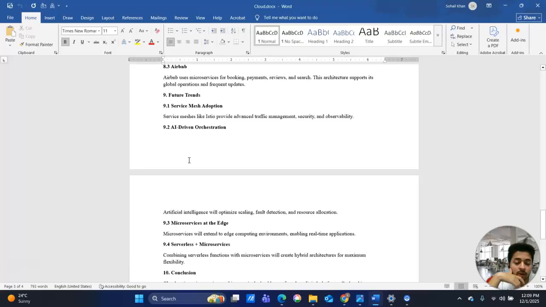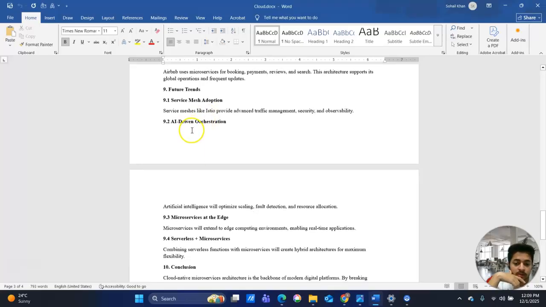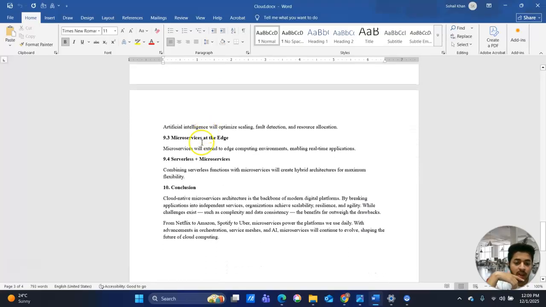And now future trends. What are the future trends? Service mesh adoption, AI-driven orchestration, microservices at the edge, and serverless plus microservices. Combining serverless functions with microservices will create hybrid architectures for maximum flexibility. In conclusion, cloud native microservices architecture is the backbone of the modern digital world.